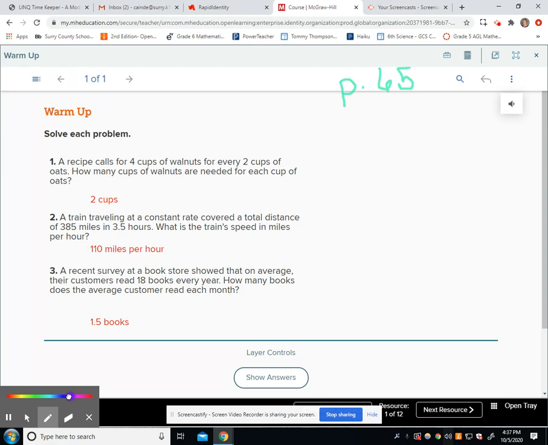I have the answer showing here, but I want to show you the process of how we get these answers. For instance, number 1 says a recipe calls for 4 cups of walnuts for every 2 cups of oats. These are walnuts. These are oats. My ratio is 4 to 2. How many cups of walnuts are needed for each cup of oats?